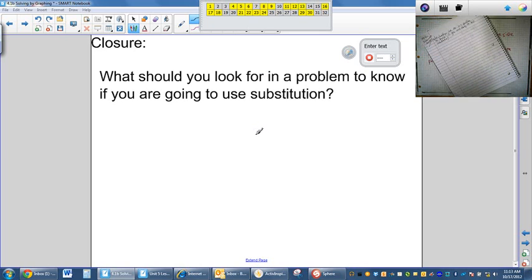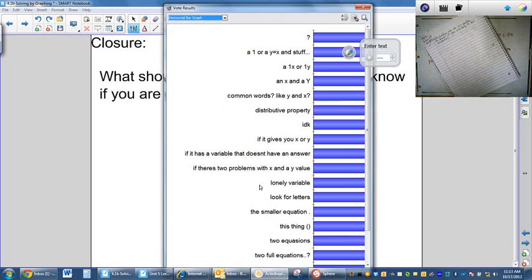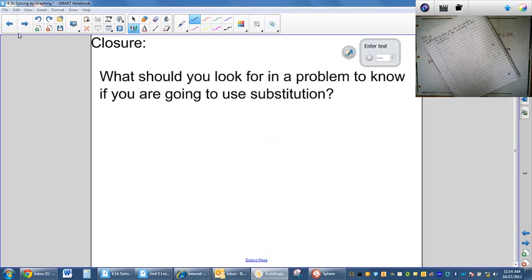Anybody still working on the second answer? Alright. Only variable. That's the answer: only variable. Alright, that's what we want to get. So we want that lonely variable.